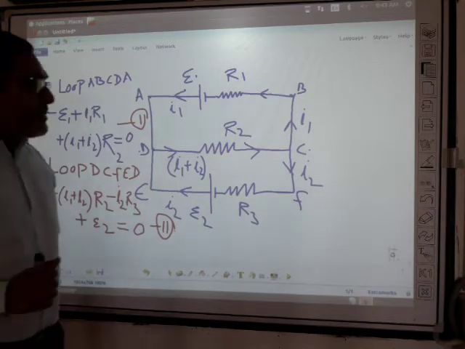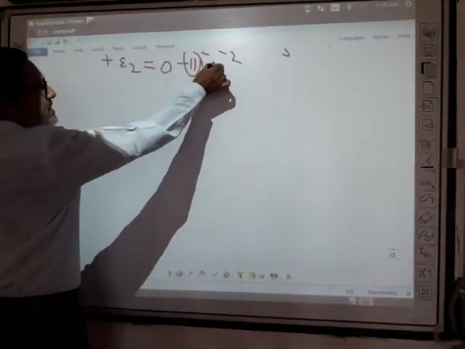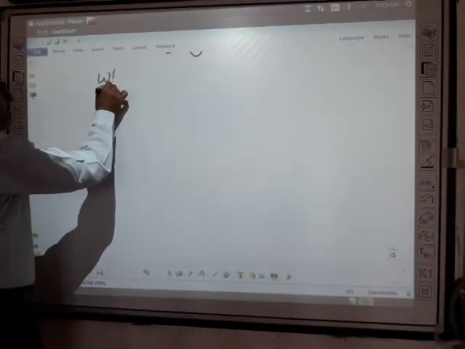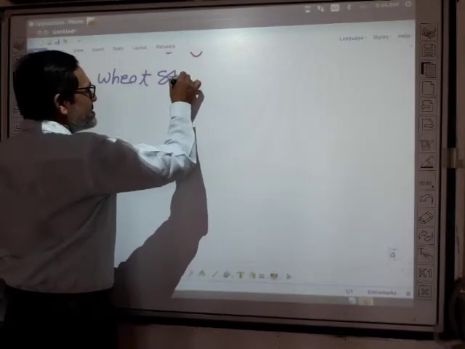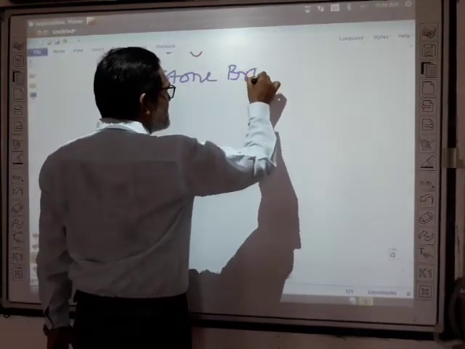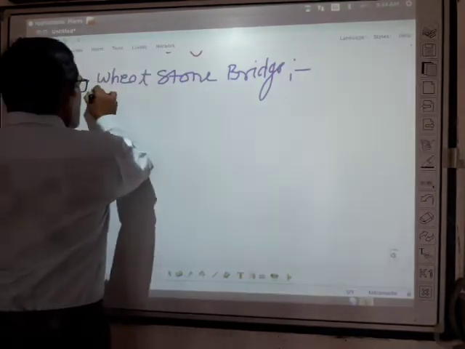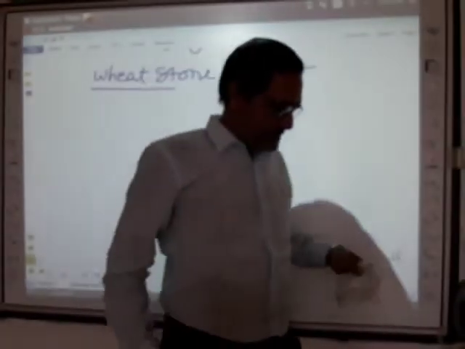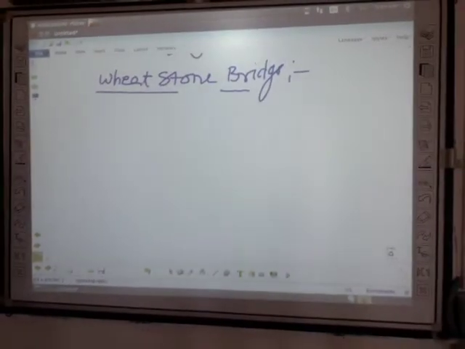Now, come to the next very important law, which is based on the Kirchhoff loop rule, that is the Wheatstone bridge. Wheatstone bridge. This is an electronic network.